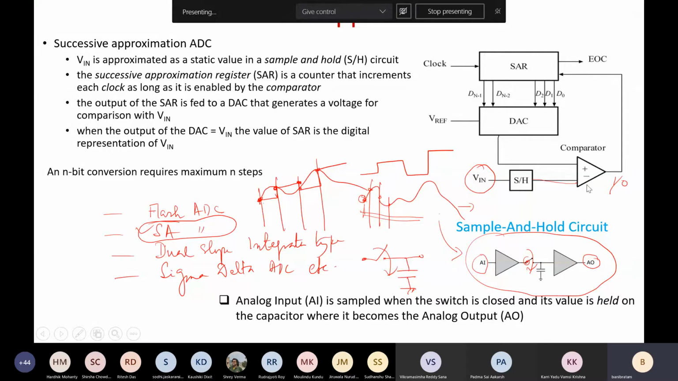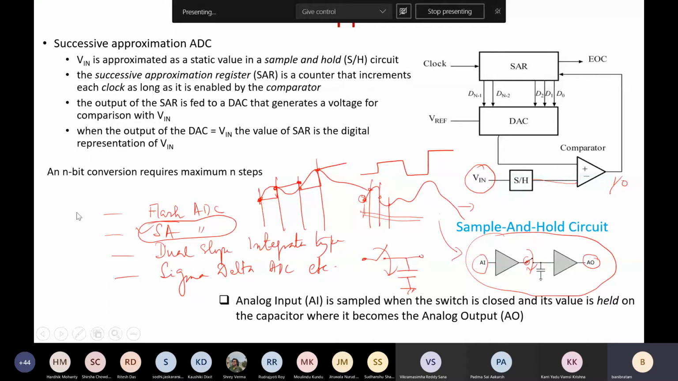And how long will this loop continue? It will continue until the successive approximation register value, or the corresponding digital bits, matches with our V in. Till that point, the loop will continue, and finally, when these two are equal, then the data stored in the successive approximation register will be the converted digital bits, right? So let us illustrate this further.